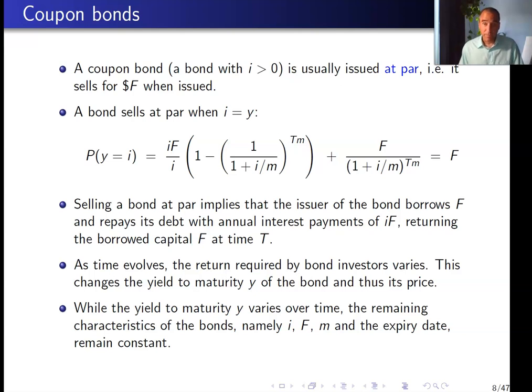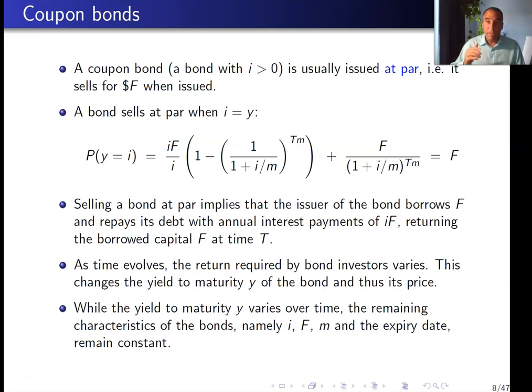As time evolves, the yield to maturity will vary, but the coupon rate will remain constant. So the coupon rate is a contract. I times F will be paid to the bondholder over the entire life of the bond. But the yield to maturity, the APR that has to be used to discount all future cash flows of the bond, will vary with market conditions, meaning that the price of the bond will evolve over time, will be sometimes above F, sometimes below F, sometimes still equal to F.